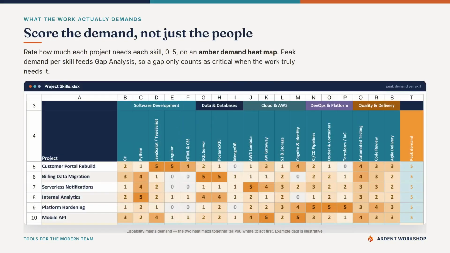On the Project Skills tab, you say what your upcoming work actually needs, how much of each skill, and at what level. This is the piece most teams skip. Capability only matters relative to demand. Being deep in a skill nobody needs is not strength, and a thin skill every project leans on is a real risk.